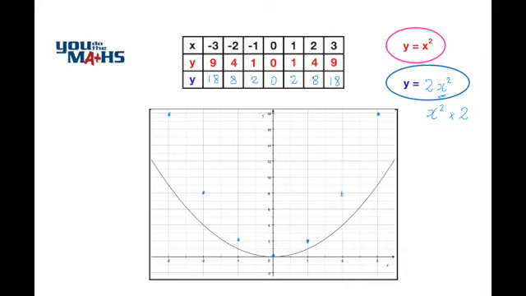Now it's interesting to note the change that's occurred. Let's have a look at x equals -1. The y value for the point has increased by a factor of 2. Likewise, when x equals -2, it's been multiplied by 2. So previously y was equal to 4, now y is equal to 8. So the greater the y value, the greater the change that we can see.